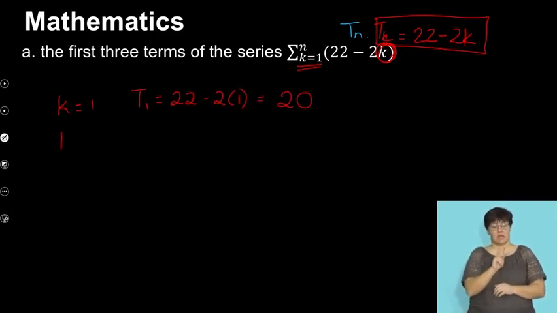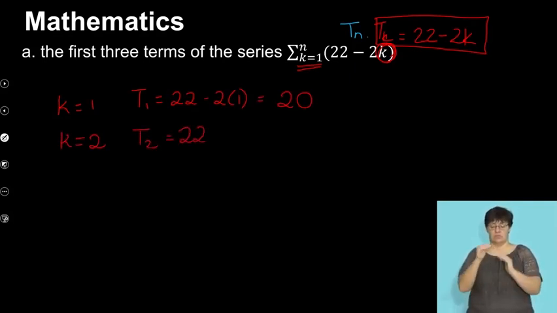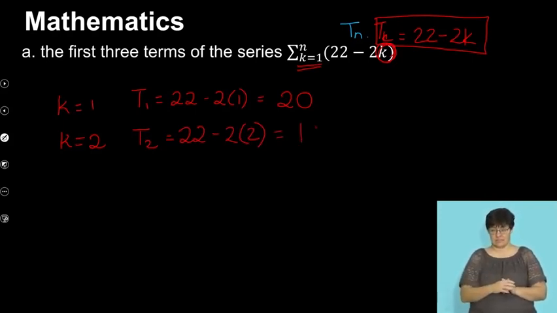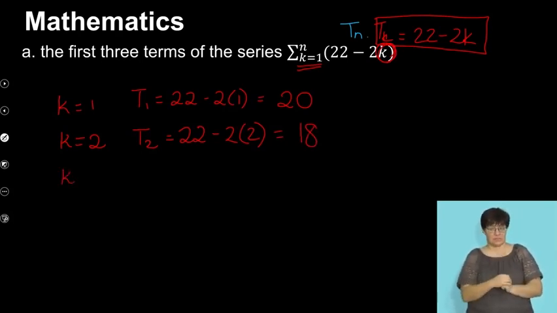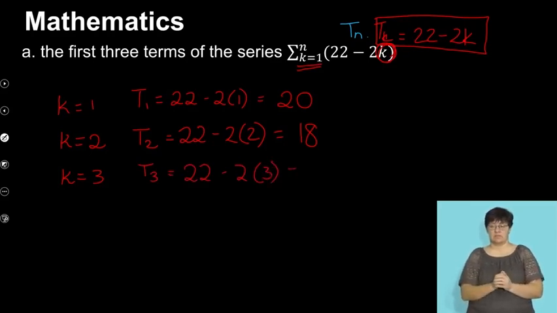Then to find term 2, I'm going to substitute in k is equal to 2. So term 2 will be equal to 22 minus 2 times 2. Please note I've substituted in 2 in the position of k, which is going to give me 18. Then to find term 3, I'm going to substitute in k is equal to 3. So term 3 will be equal to 22 minus 2 times 3, which gives me an answer of 16.